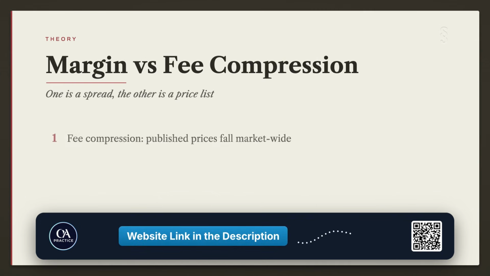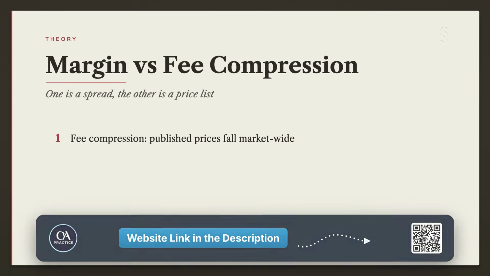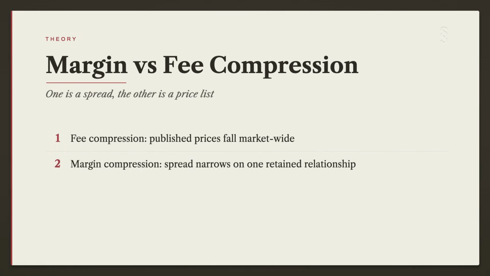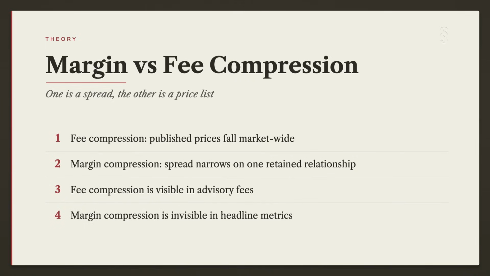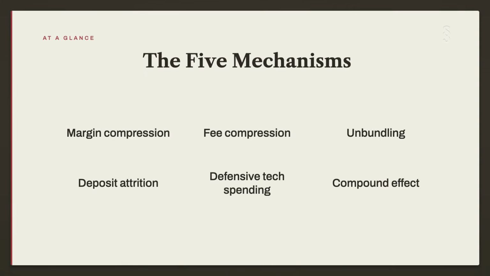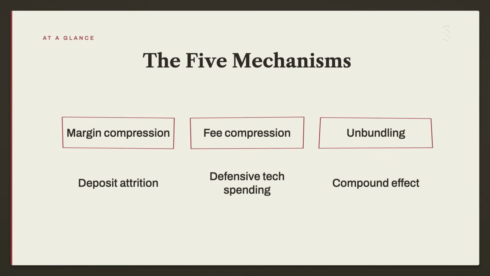It's worth holding this distinction precisely. Fee compression is published prices falling across a market, most visibly in advisory fees, while margin compression is the spread narrowing on a specific relationship the bank chose to retain. The remaining mechanisms complete the picture. Unbundling strips out the most profitable piece while the bank keeps the rest. Attrition means balances actually leave for a wallet or higher yield app. And defensive spending is the incumbent's own costly response.